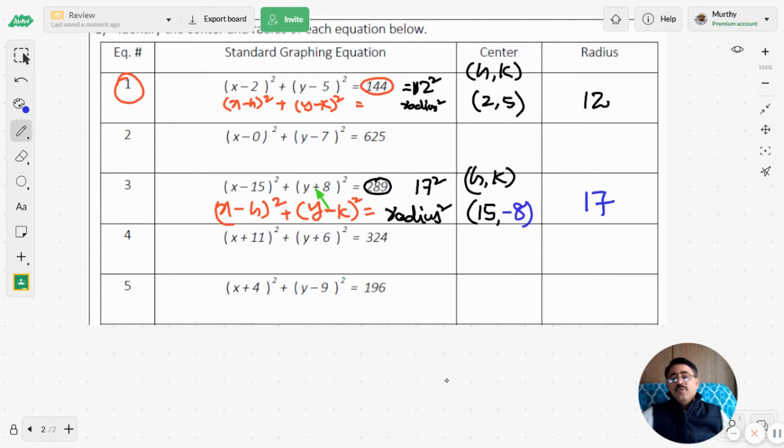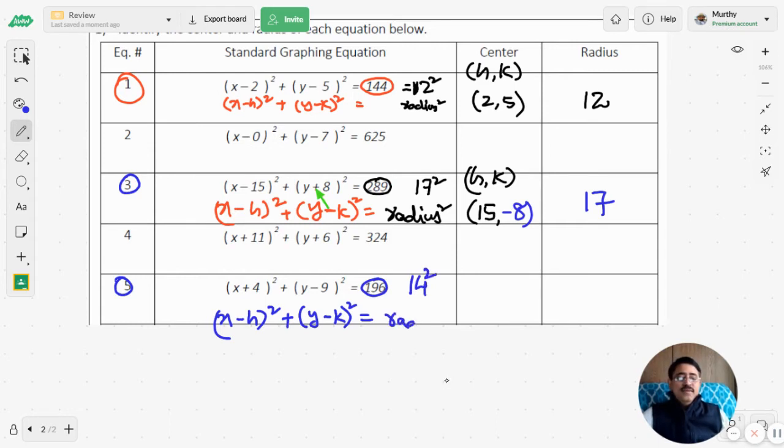Let me take one more question. Then this is (x minus h) squared plus (y minus k) squared equals 196. You know 10 squared is 100, 11 squared is 121. You keep going this way and you'll see that 196 equals 14 squared.